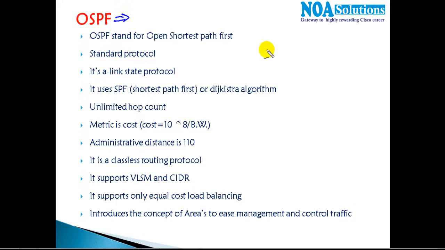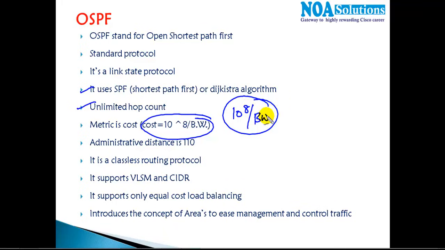So let us see some of the features of the OSPF protocol, and then we'll see some of the basic process of OSPF as well. It's a standard protocol. We call this a link state protocol because it maintains link state information. We'll see more on this link state information in our next sessions when we see the OSPF stages properly. It uses the shortest path algorithm and unlimited number of hops, and for metric calculation, it looks only at the bandwidth. It uses 10 to the power of 8 divided by bandwidth. So that's the only cost.